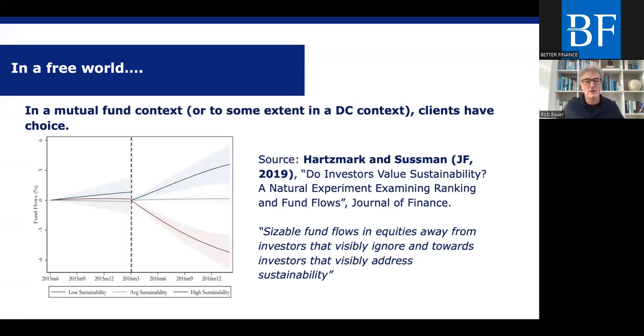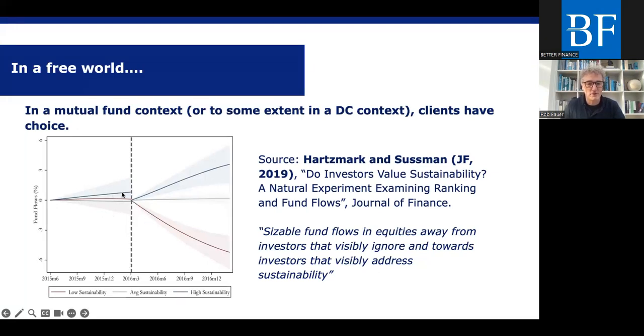In a free world, in a mutual fund context, you have a choice. If you don't like it, you go. So this is a really interesting exogenous shock, namely Morningstar in March 2016 suddenly came up with the so-called Morningstar globes. When this shock happened, you see that the flows are changing.